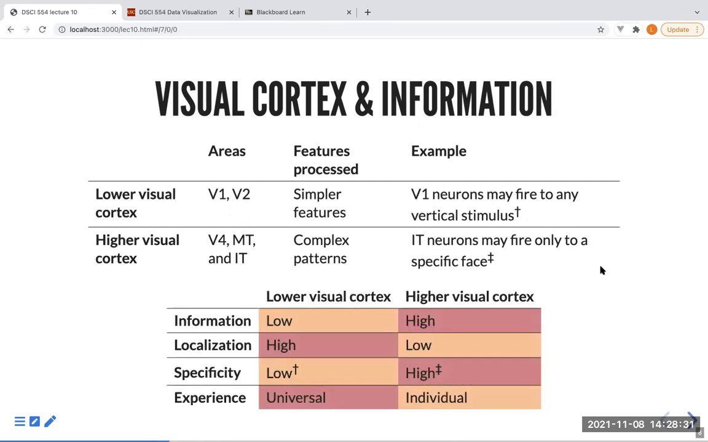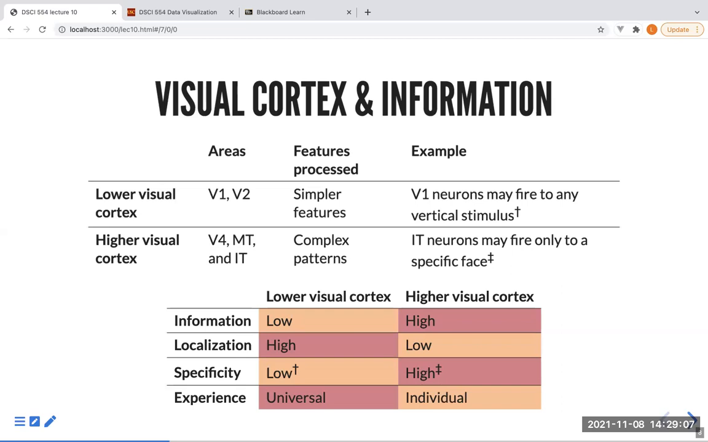So if we think in terms of information between the lower and the higher visual cortex, you see that in the lower visual cortex, we have very little information. We know that there is a vertical line, but that's about it. In the higher visual cortex, it's very detailed. We know exactly that it is a particular face, that it's a complex pattern. And so there is a lot of information here if you measure it.